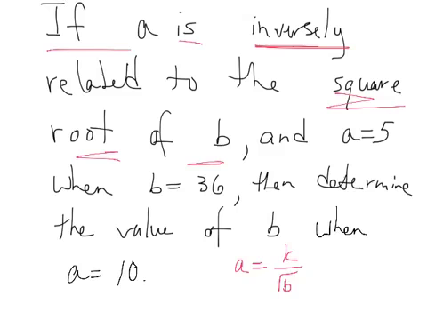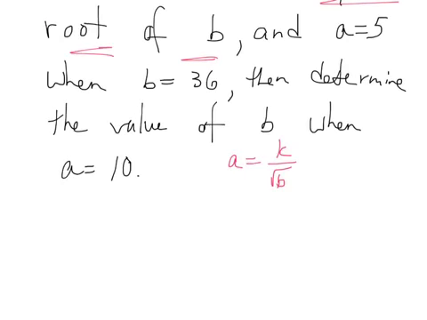Very good. Now, I'm given information that when A is 5, B is 36. So what should I do? Yeah, plug it in. When A is 5, B is 36. Square root of 36 is 6. And I have to move it up by multiplying, right? So again, we plugged in a 5 for A, a 36 for B, making this 6 down at the bottom. Multiply up. K is just 30.